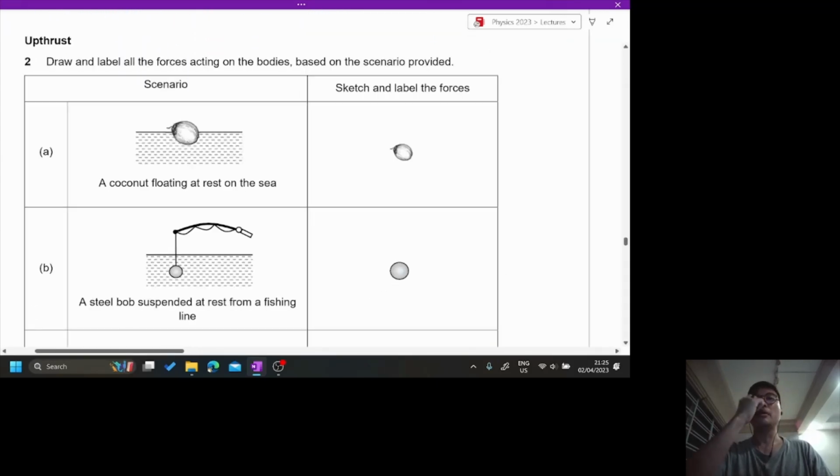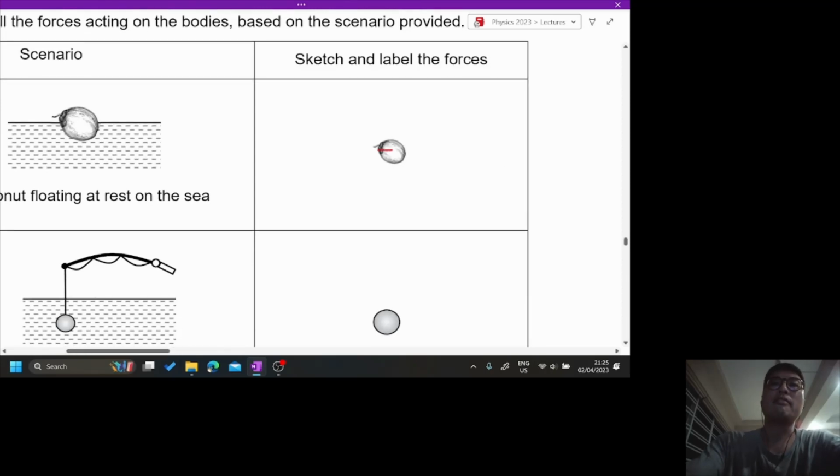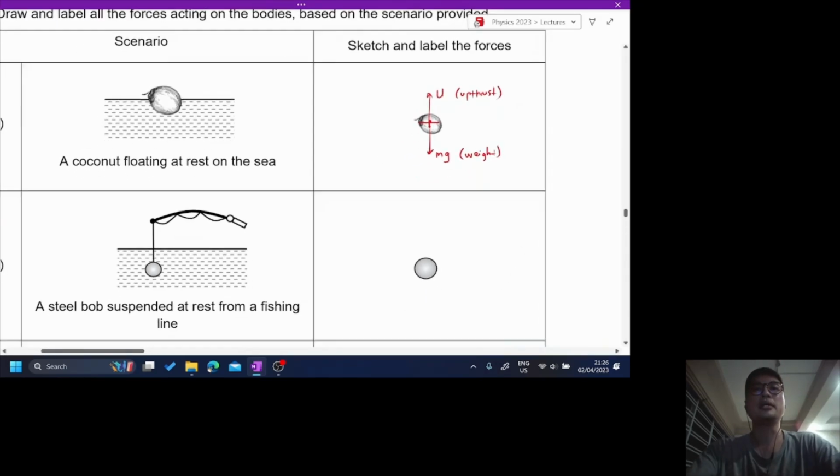Draw and label all the forces acting on the bodies based on the scenario provided. For a coconut floating at rest on the sea, let's say half of it is underwater. There are two forces acting on the coconut. The first force that's acting on the coconut will be the force of weight. And the second force acting on the coconut will be the force of upthrust. Now, notice that since the coconut is floating, the upthrust and the weight are equal.